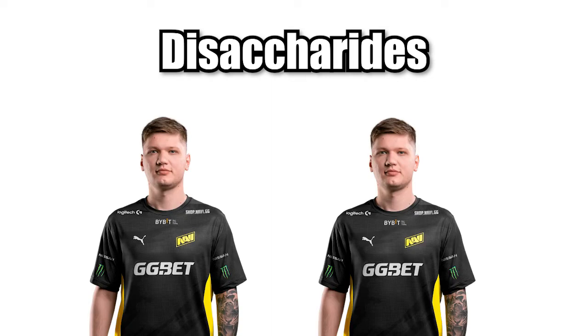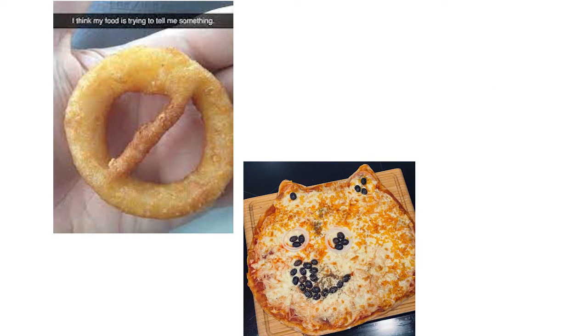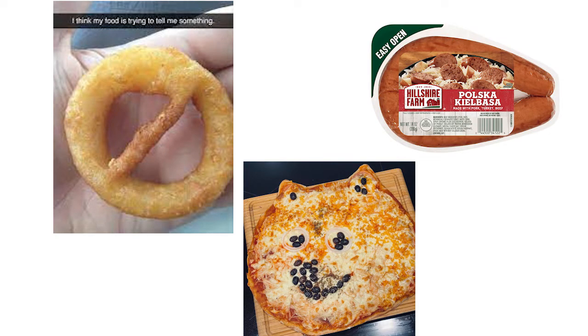Disaccharides are made out of two monosaccharides combined through condensation. Like for example maltose, which is a combination of two glucose molecules. Foods include onion rings, pizza, and kielbasa, which is apparently just a sausage. Next you have lactose, which is basically just milk.